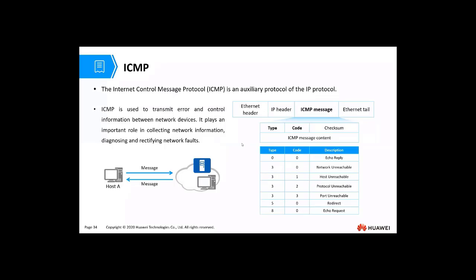I already told you that ICMP is there to help IP. It is used to transmit error and control information between network devices. It plays an extremely important role. Okay?